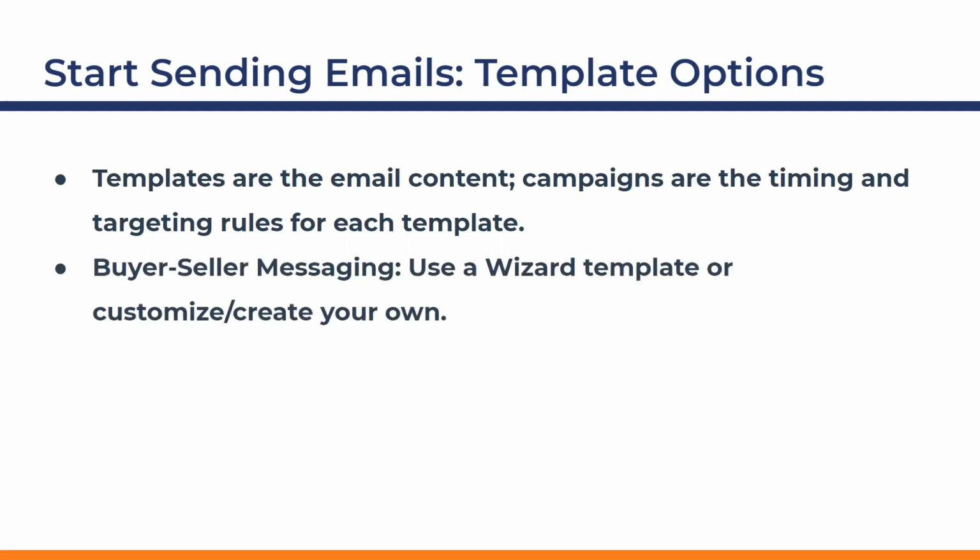The first main template option is buyer-seller messaging. So you can use a wizard template, which is one of our pre-built templates that we offer for you when you first set up your account, or you can customize or create your own template from scratch. If you are customizing or creating your own, just make sure that you stay compliant with all of Amazon's policies.